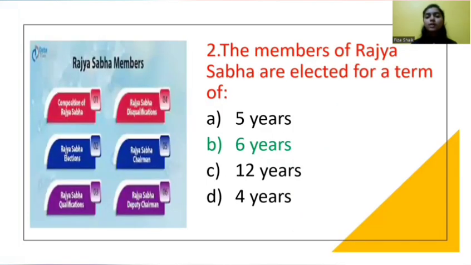Question number 2. The members of Rajya Sabha are elected for a term of option A 5 years, option B 6 years, option C 12 years, and option D 4 years. Correct option is option B 6 years.